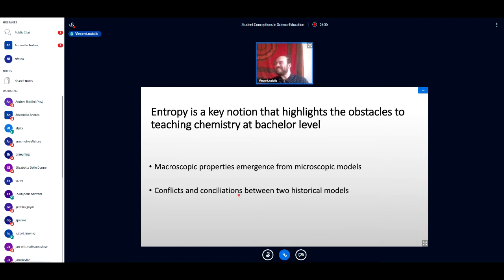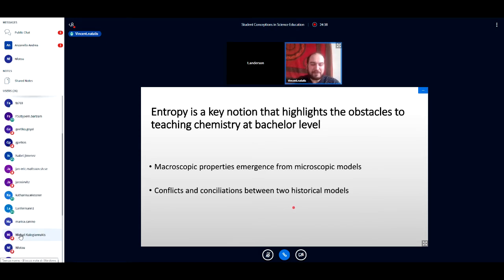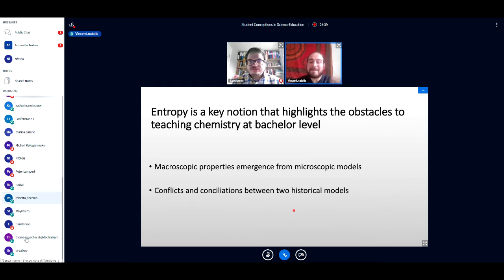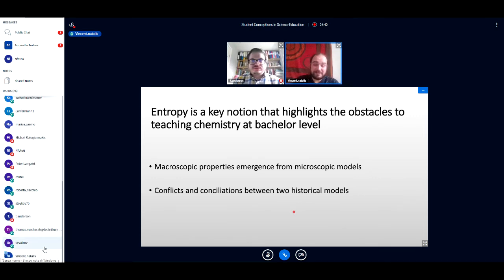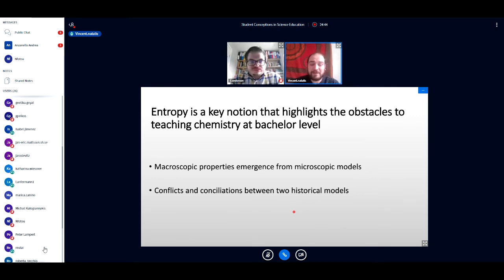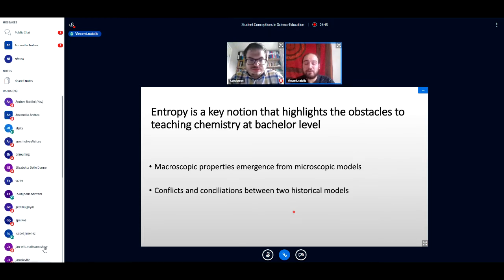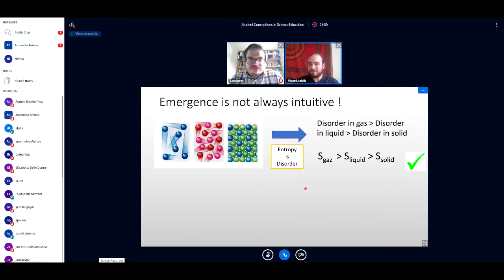As I said, entropy teaching has risen many questions in my research. I've chosen the two most important to present here to you. First, the emergence of the macroscopic properties of the microscopic models. We shall see it is not always intuitive, which undermines the metaphor of molecular disorder that we usually use.